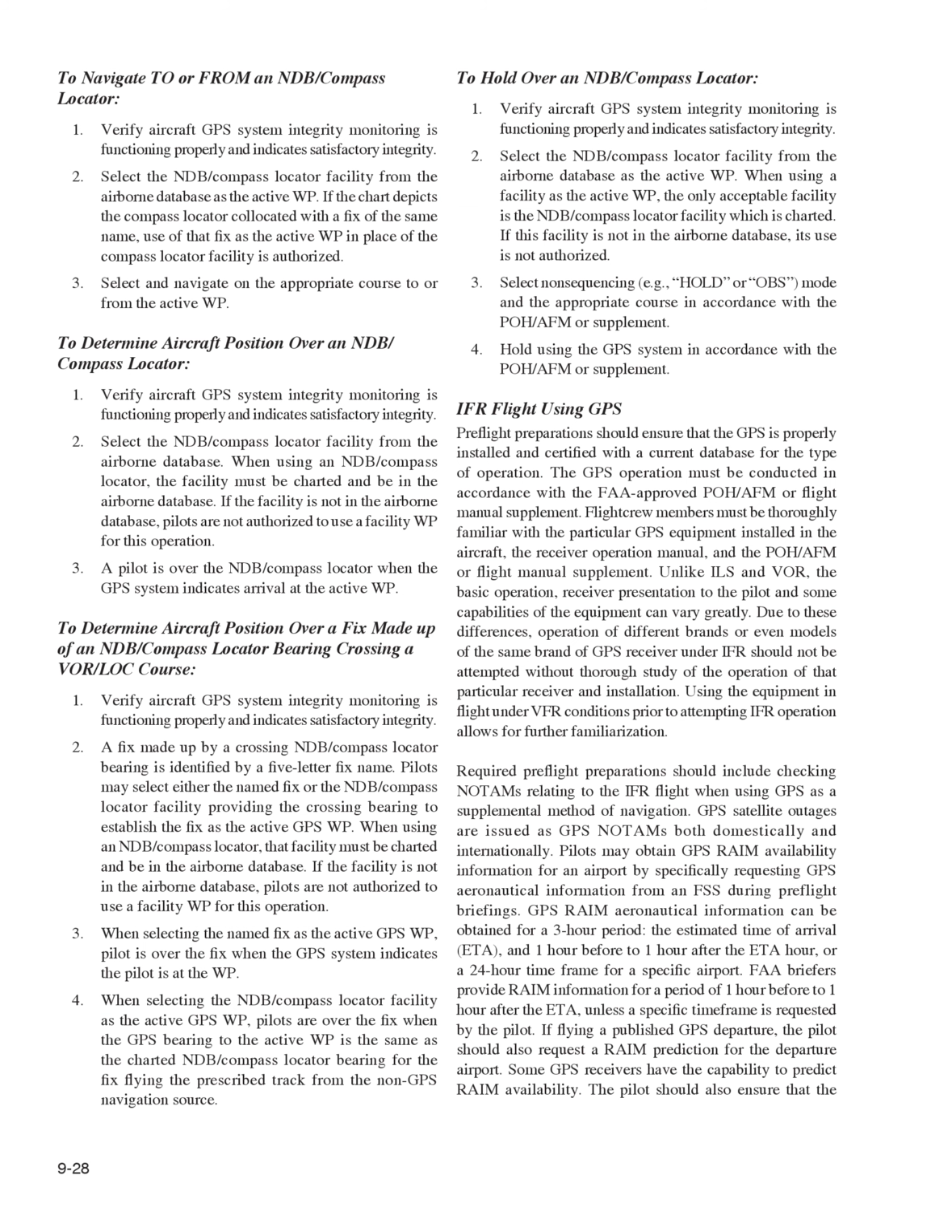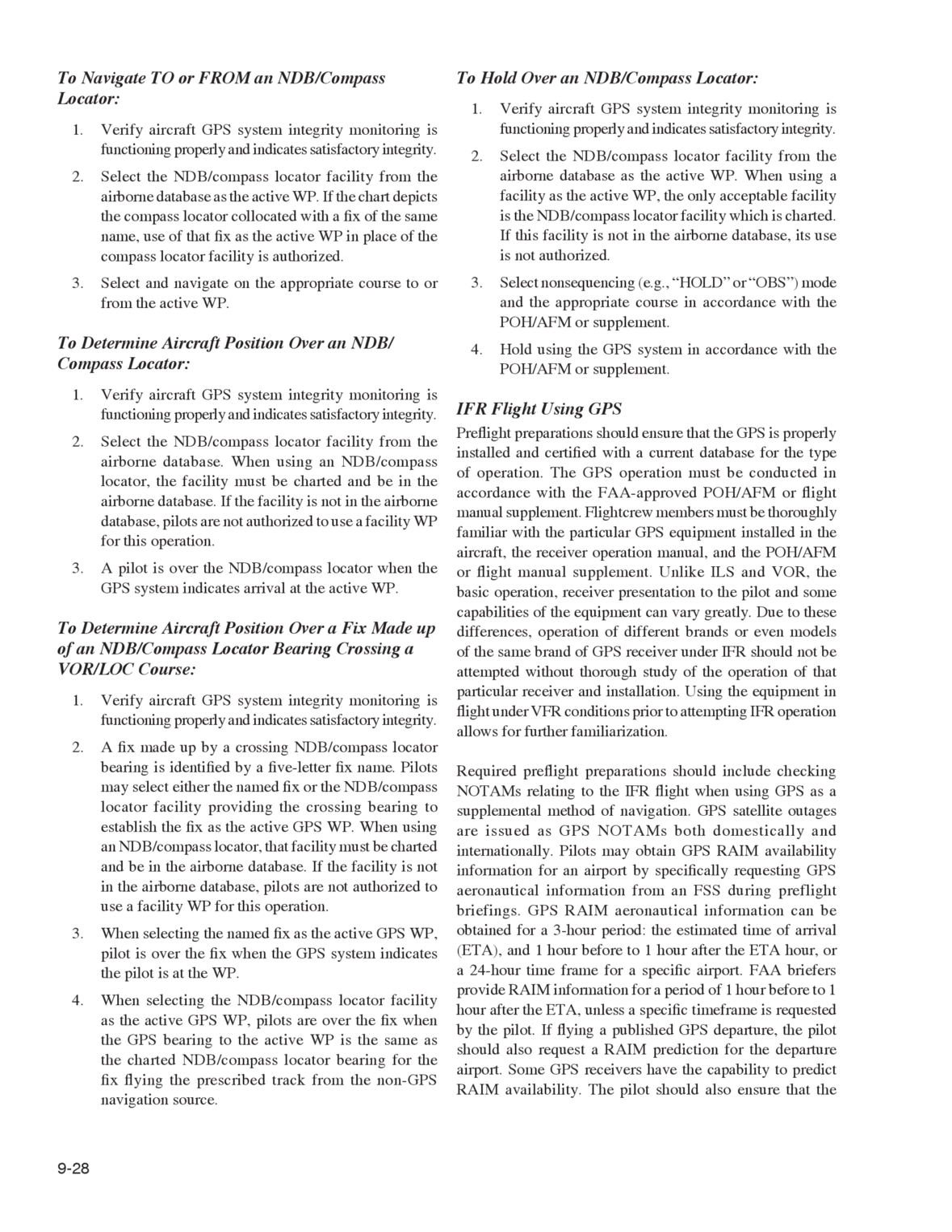To navigate to or from an NDB/compass locator. 1. Verify aircraft GPS system integrity monitoring is functioning properly and indicates satisfactory integrity. 2. Select the NDB/compass locator facility from the airborne database as the active WP. If the chart depicts the compass locator collocated with a fix of the same name, use of that fix as the active WP in place of the compass locator facility is authorized. 3. Select and navigate on the appropriate course to or from the active WP.